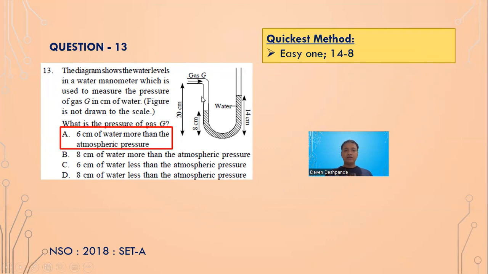So you have to push here 6 centimeter of water more than the atmospheric pressure, so that water rises here and water is pushed here. So the gas is at high pressure. The pressure of the gas G is 6 centimeter of water, 14 minus 8, which is 6, more than the atmospheric pressure.